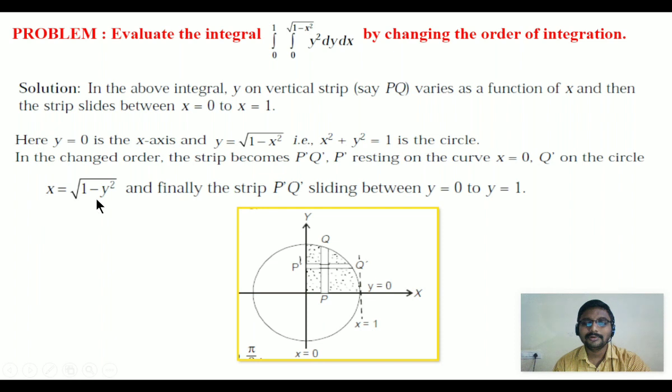x equal to root of 1 minus y square, and finally the strip P dash Q dash sliding between y equal to 0 and y equal to 1. The circle intersects the y-axis at the point (0, 1), which is the intersecting point to the y-axis of the circle. The circle equation is x square plus y square equal to 1.